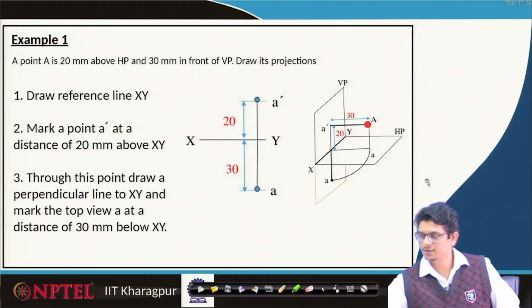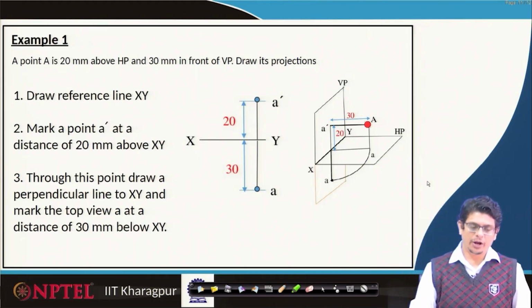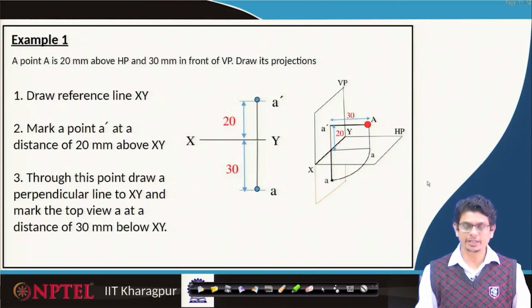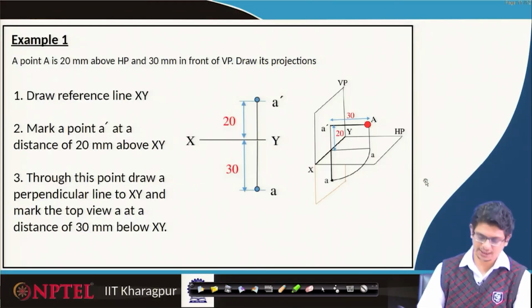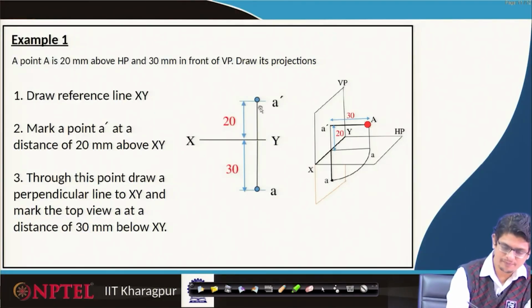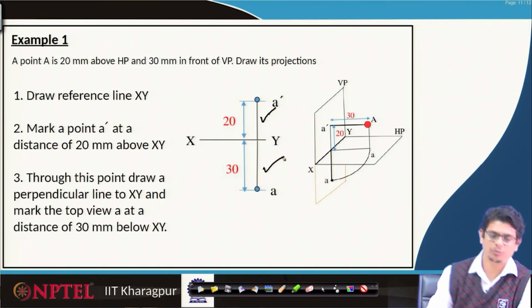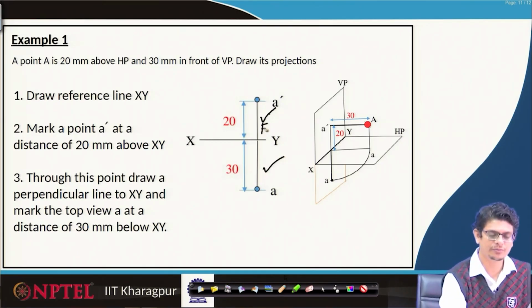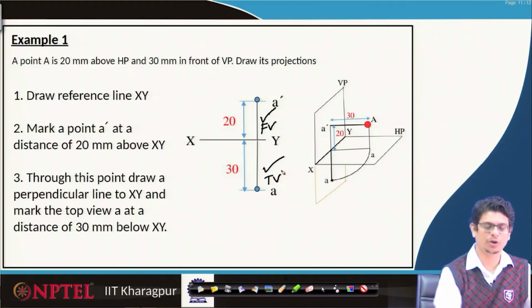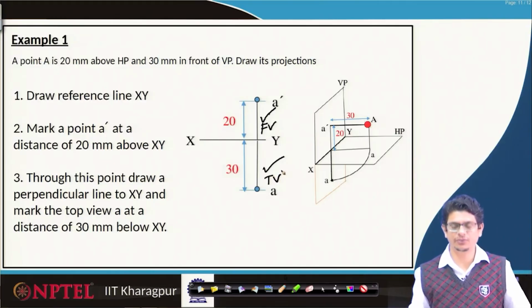You see there, when the point is in the first quadrant, what we have is A prime at the top level and A at the bottom. This is the front view and this is the top view for a point in the first quadrant.